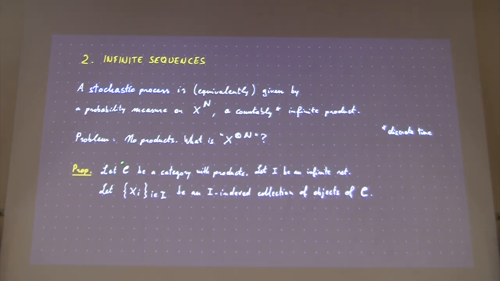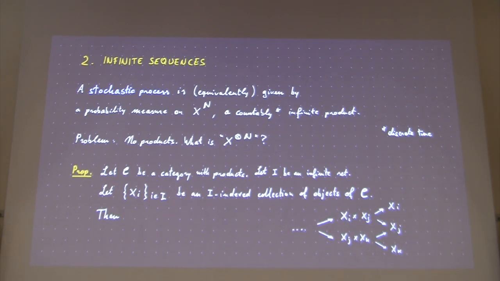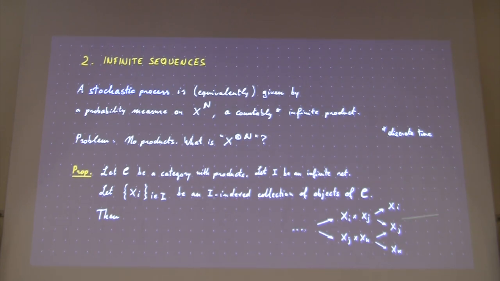Thankfully, if you have a category with products and an infinite collection of objects, then you can take all the finite products in that collection, the finitely many factors, and they will give you this with the product projections. They will give you this co-filtered diagram, right? It's a little bit like when you express a union as a filtered colimit of finite subsets, but dual to that. And then the product of all of them is just going to be the co-filtered limit of all these finite products. That is the strategy we're going to follow.